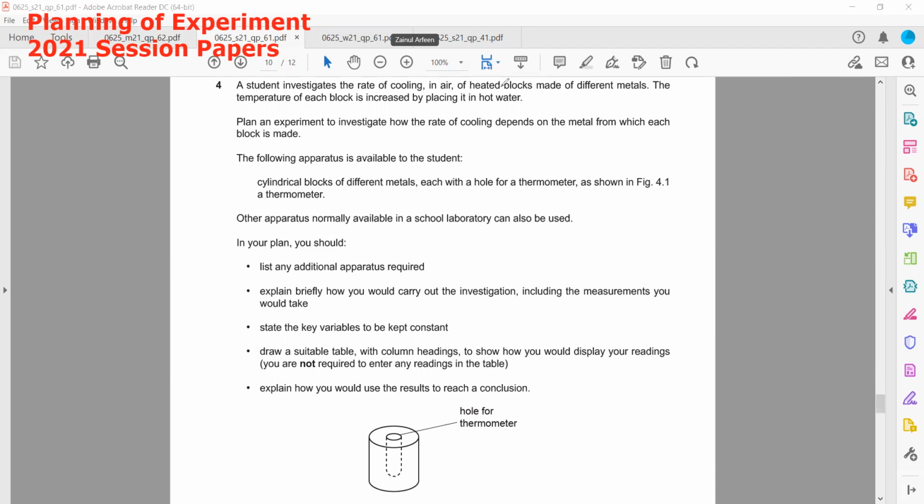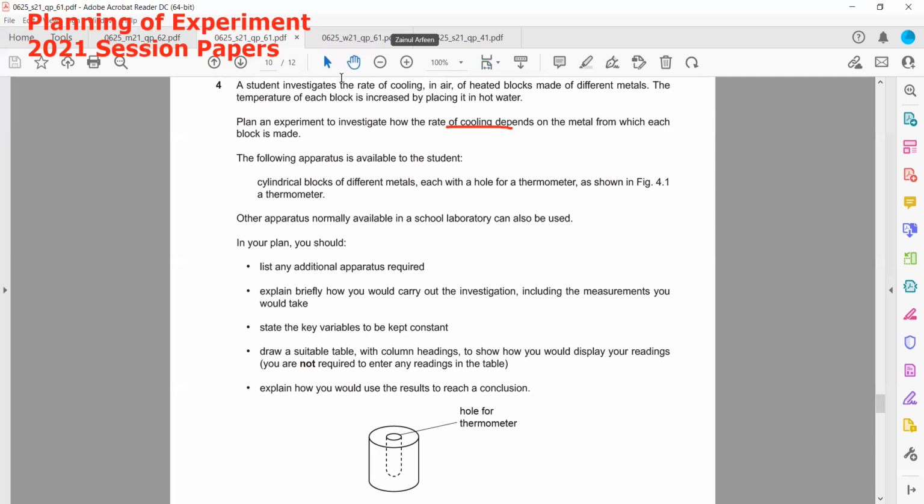Rate of cooling in air of heated blocks made of different materials. The temperature of each block is increased by placing it in hot water. So it's what the student did, placing different metals in hot water, then taking them out and finding how much time each will take to cool down. Plan an experiment to investigate how the rate of cooling depends on the metal from which the block is made. So we want to investigate how the rate of cooling is affected by the material or the metal which the block is made of.